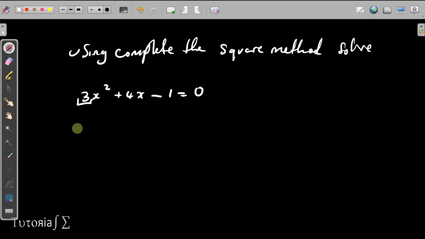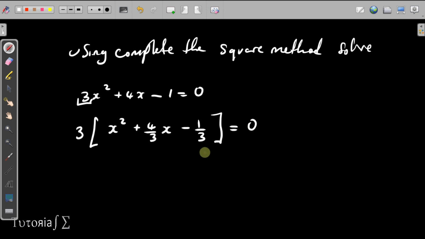If we factor out the 3, what we're going to remain with is x squared. Then whatever we factored out will be over everything else. So it'll be plus 4 over 3x, then minus 1 over 3. Then we close the brackets. This is equal to 0.